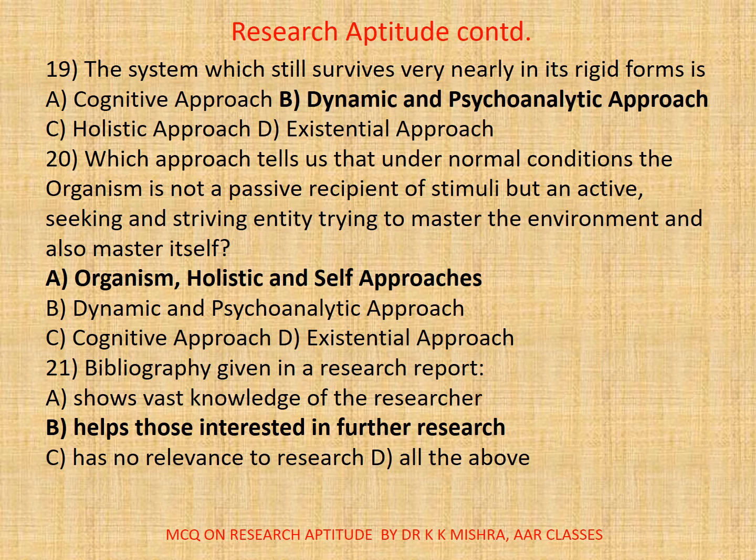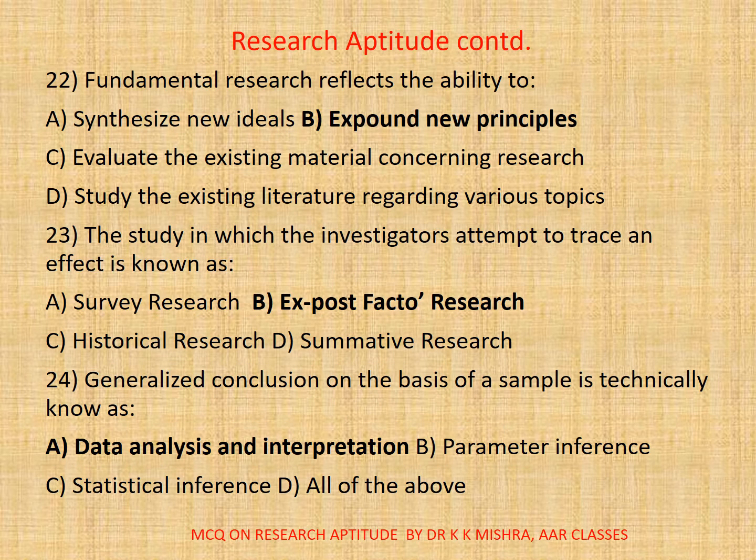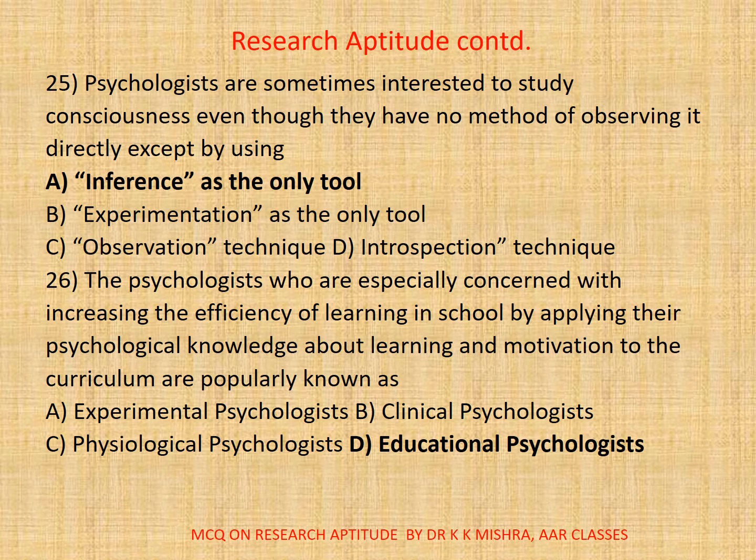21. Bibliography given in a research report, correct option is B, helps those interested in further research. 22. Fundamental research reflects the ability to, correct option is B, expound new principles. 23. The study in which the investigators attempt to trace an effect is known as, correct option is B, ex post facto research. 24. Generalized conclusion on the basis of a sample is technically known as, correct option is A, data analysis and interpretation.